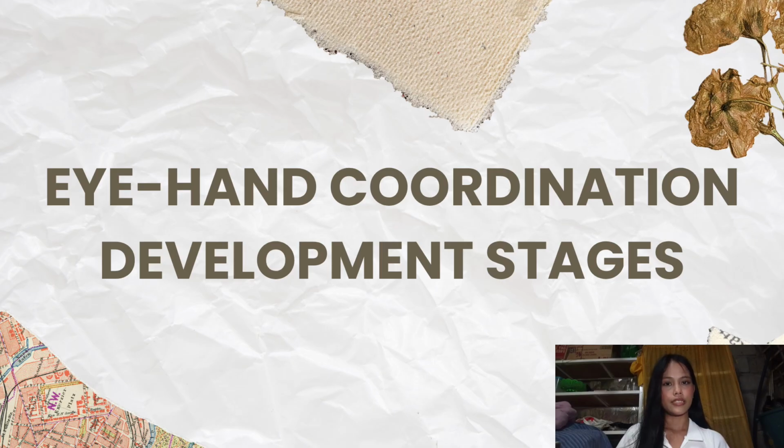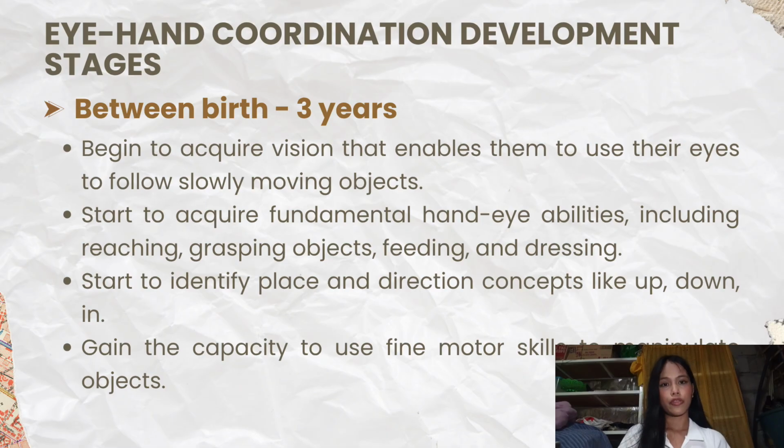Now, let us proceed to the eye-hand coordination development stages. Between birth to 3 years. In this stage, children gradually learn how to use their eyes and hands together. Here they also begin to follow moving objects with their eyes and learn to reach, eat by themselves, and put on clothes. They can also understand simple directions like up, down, and in. Here they develop control of their movements and also become prepared for their growth.